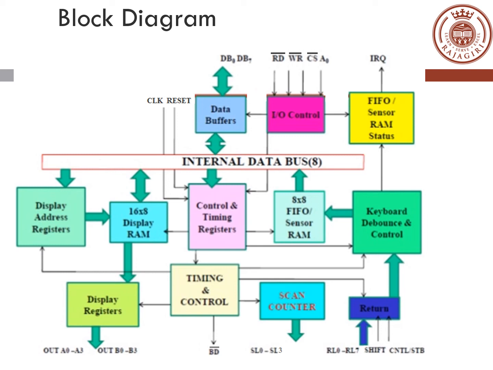The I/O control at the top decides whether the CPU is reading from the data buffer or writing into the data buffer, through which it will be writing into the internal bus. So that in short is the architectural block diagram of the 8279 to perform the functions.